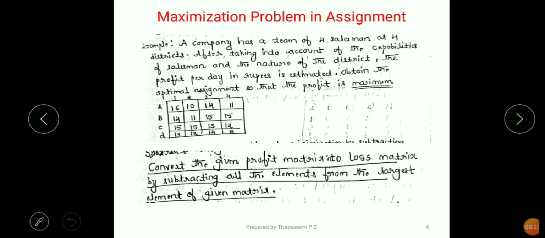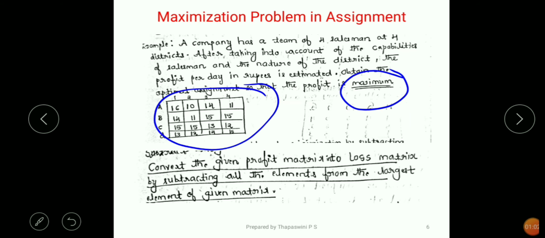A company has a team of 4 salesmen and 4 districts. After taking into account the capabilities of the salesmen and the nature of the districts, the profit per day in rupees is estimated. Obtain the optimal assignment so that the profit is maximum. So here the objective of this problem is to maximize the profit by assigning the salesmen to the 4 districts. Now this is the matrix that is given, so consider this a profit matrix.